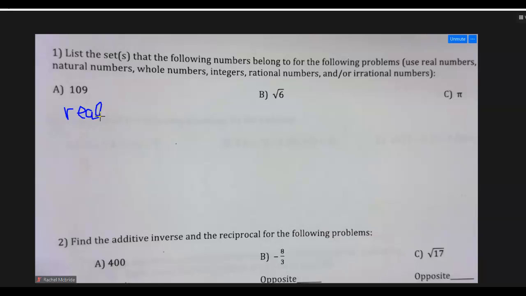So it's real, it's rational because we could rewrite it as a fraction. And then it is also an integer because it could go on my number line. And it is a natural and a whole number.